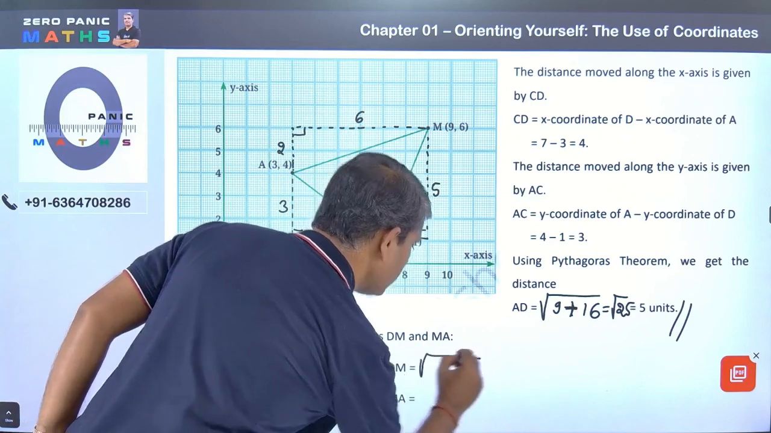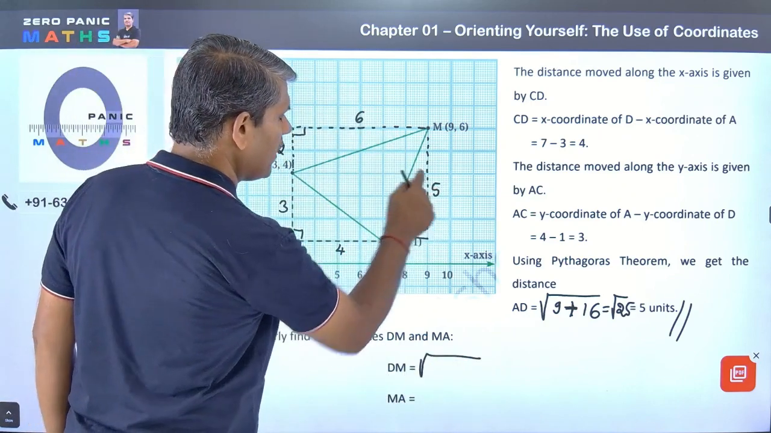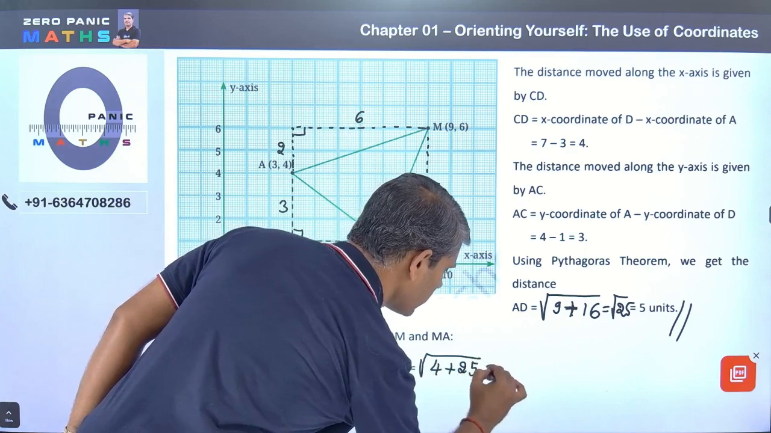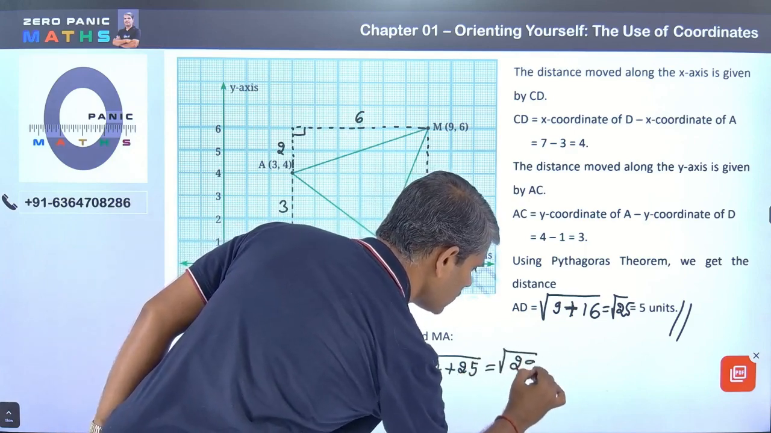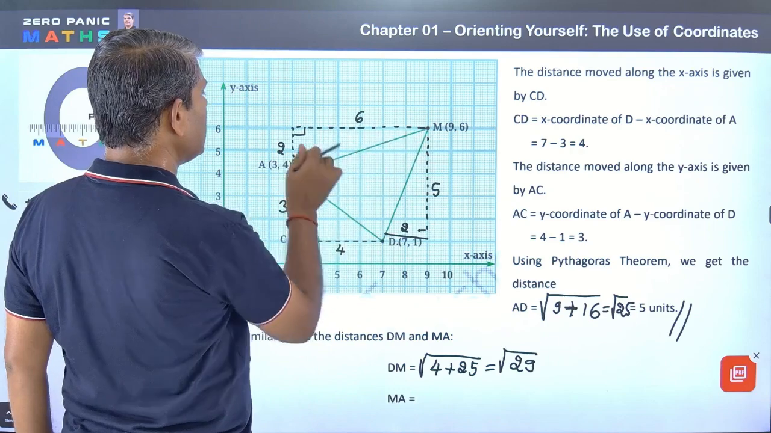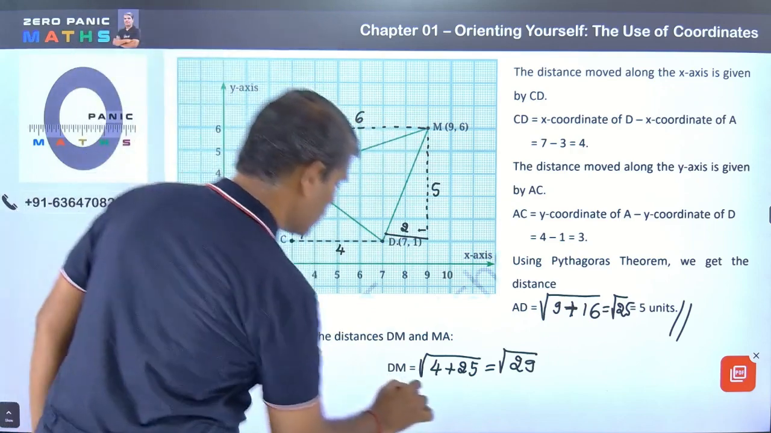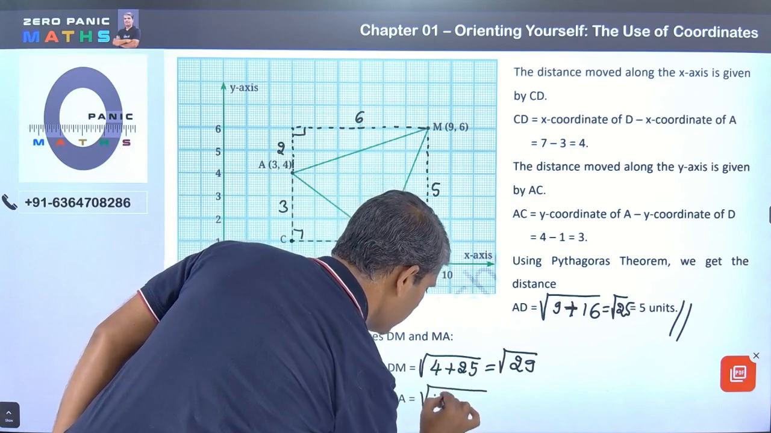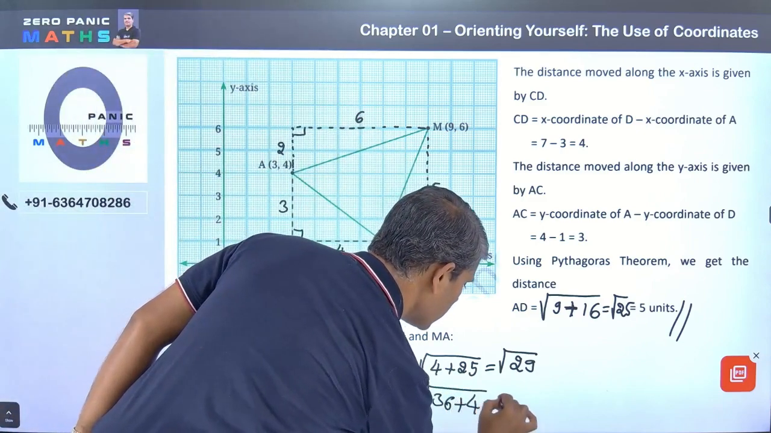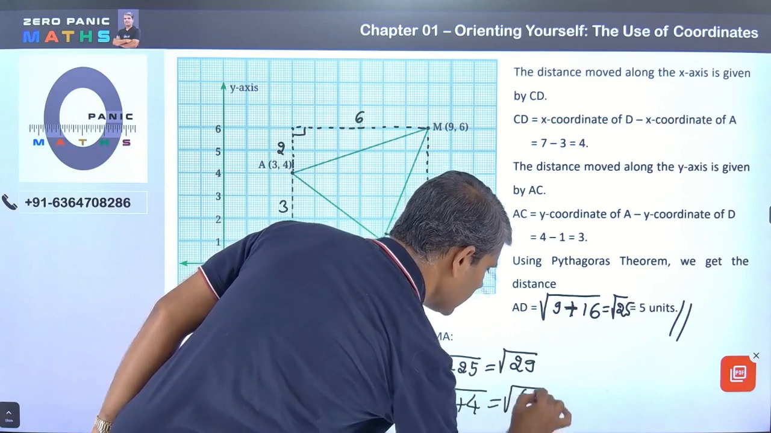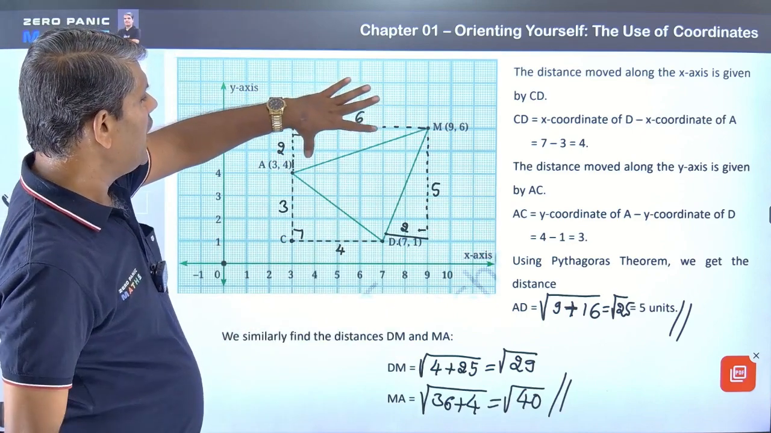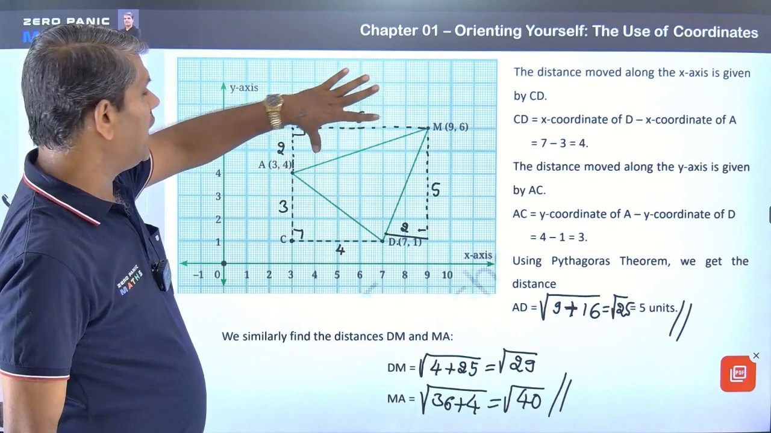DM is square root of 2 square plus 5 square, that is 4 plus 25, that is square root of 29. Okay, you don't have to resolve it, but you can find out the value of that. Okay, MA, what is MA? It is square root of 6 square plus 2 square. Correct? Square root of 36 plus 4, you can say square root of 40.